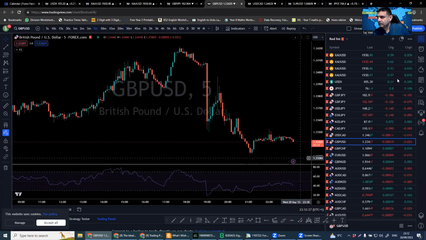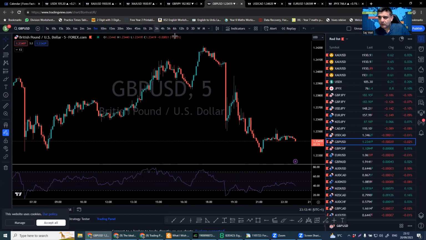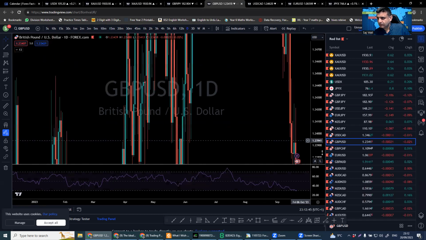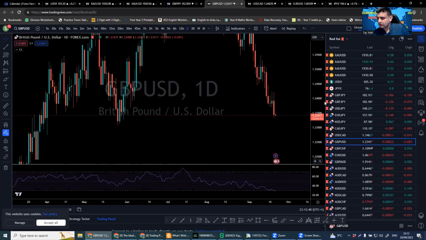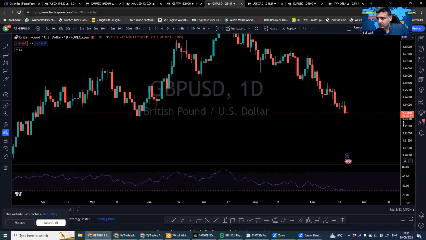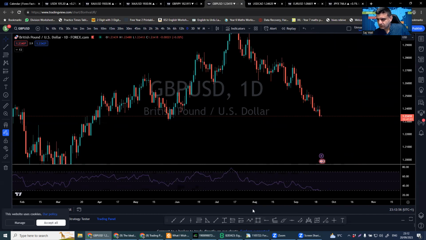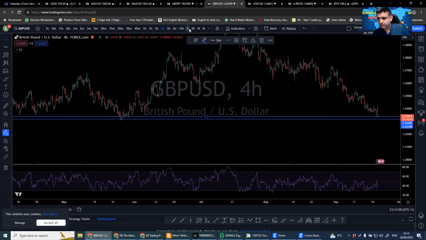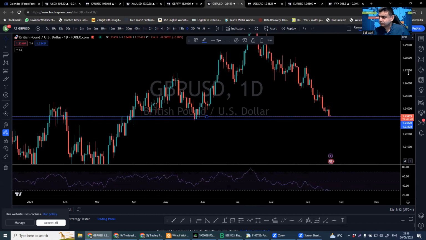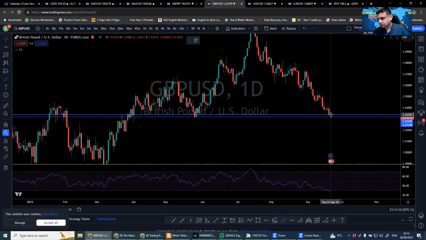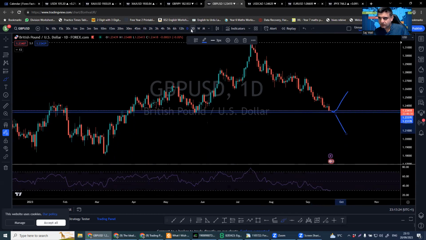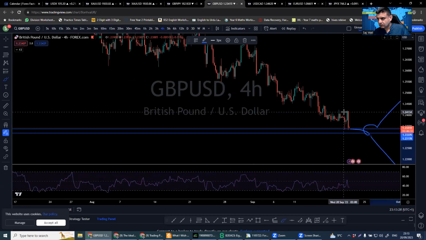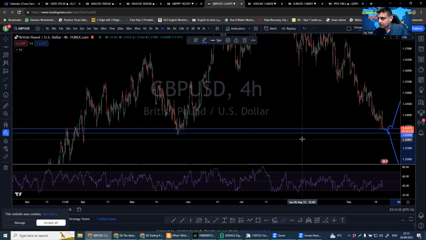Well, we can quickly look at GBP USD as well. Let me go to the daily. Definitely coming to the downside. The interest rate is tomorrow. This is a level where we can see some sort of rejection from here as well. However, if this level is broken, then a move to the downside. So let's see.